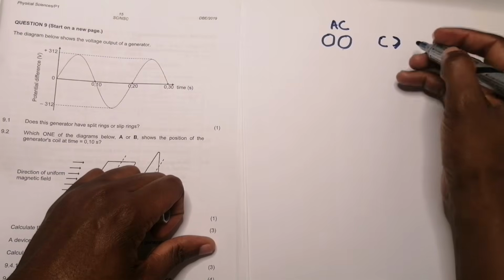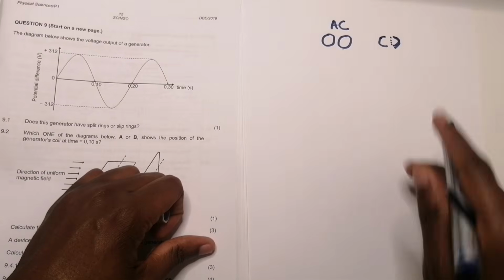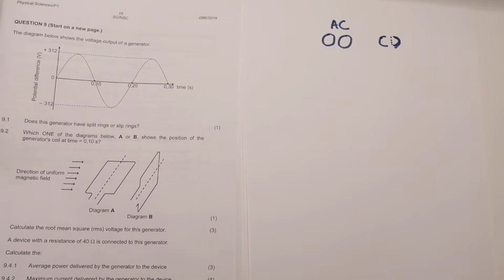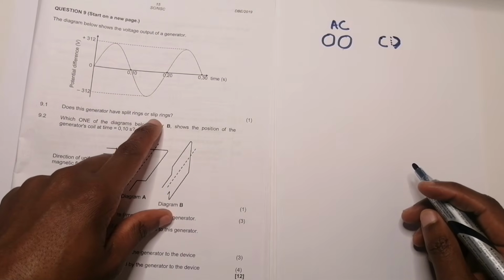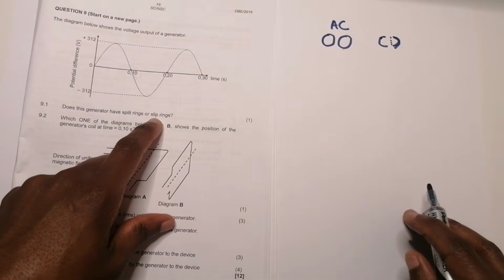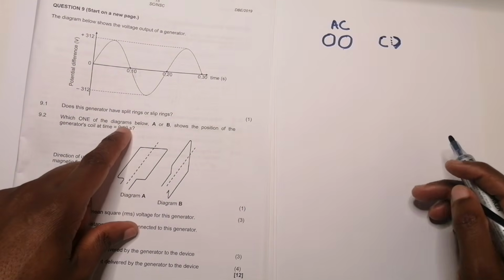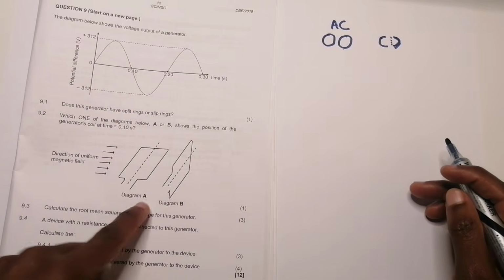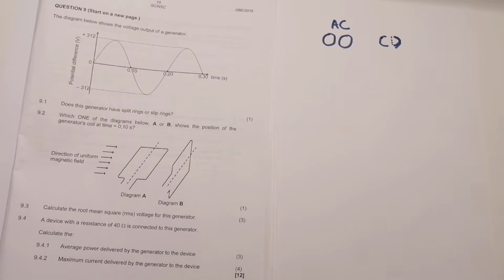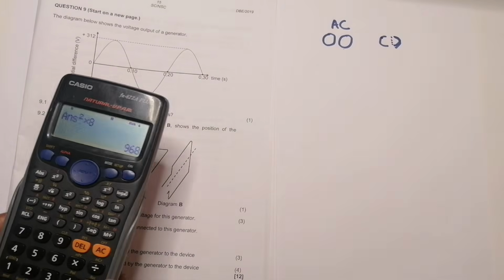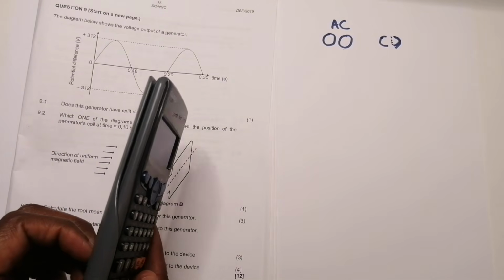And to remember that, all I do for myself is just remember CD is DC. So you can just use that if you like. So they say, does this generator have split rings or slip rings? Definitely it's AC, so it must have slip rings. And then they say, which one of the diagrams, A or B, so these ones over here. They've got armatures that are in different positions. The one armature lies flat like that, and the other one is at 90 degrees like that.